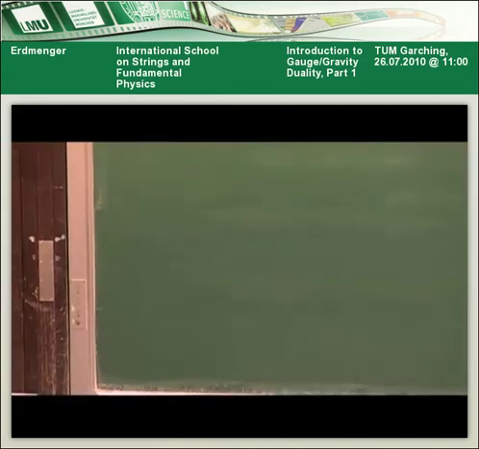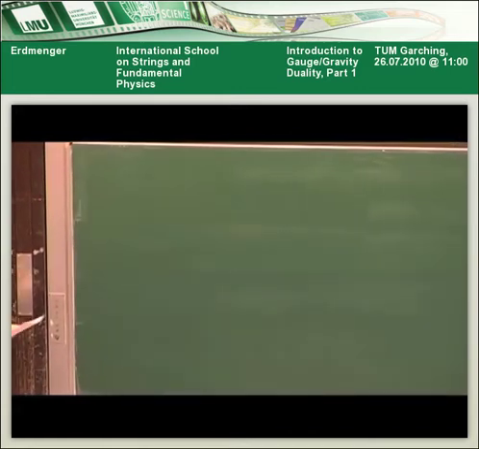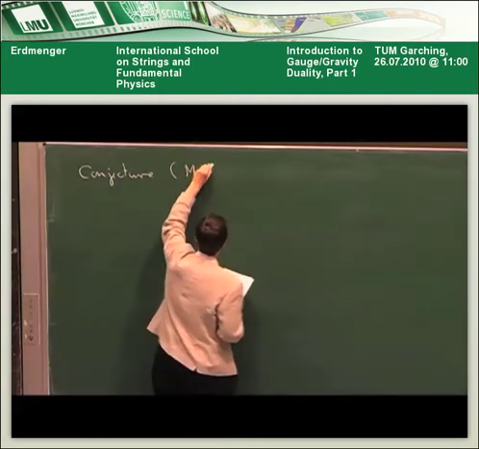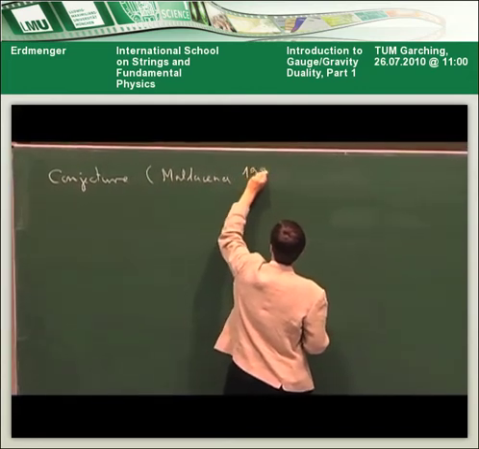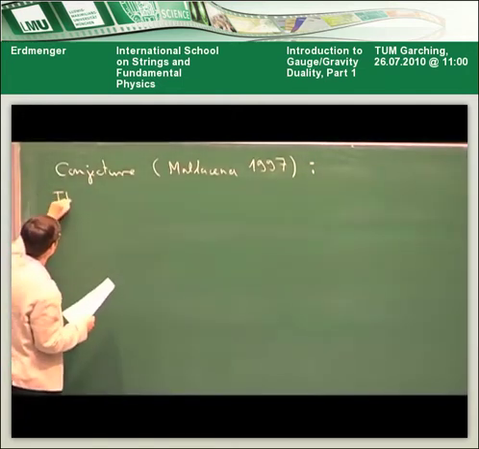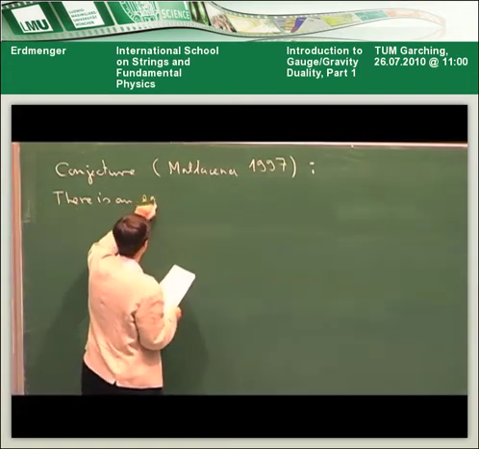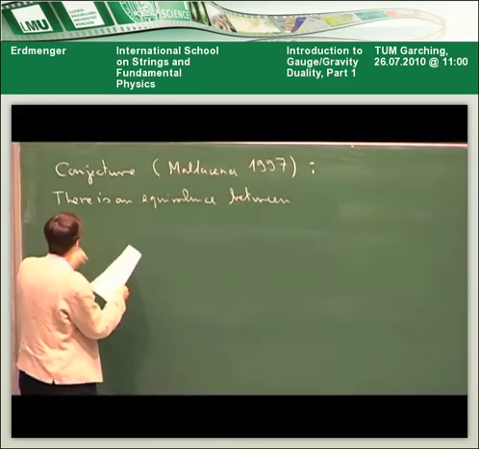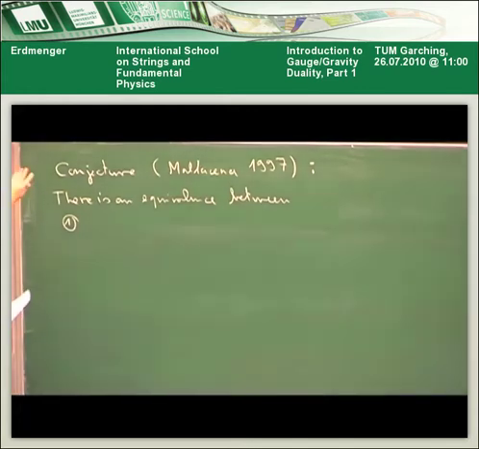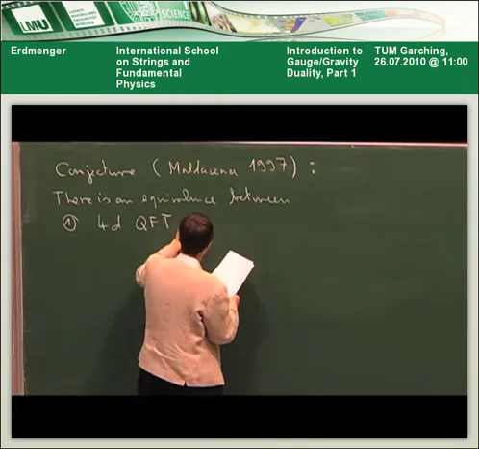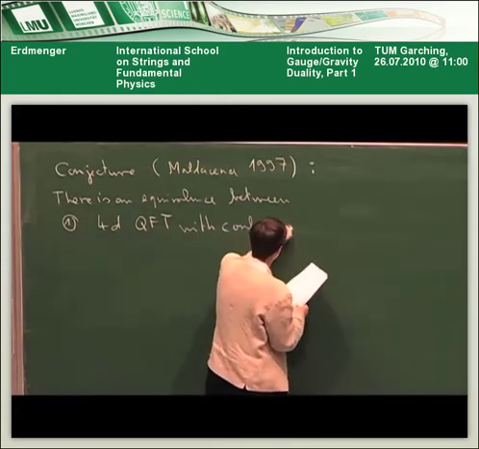So, as I already mentioned, the ADS-CFT correspondence is a conjecture, but one which is very well motivated physically and has passed many tests. The conjecture is actually due to Maldacena from 1997, and what he said more precisely was that there is an equivalence between, first, corresponding to the left-hand side of what I introduced for the gauge-gravity duality, a four-dimensional quantum field theory with conformal symmetry. So a rather special quantum field theory.